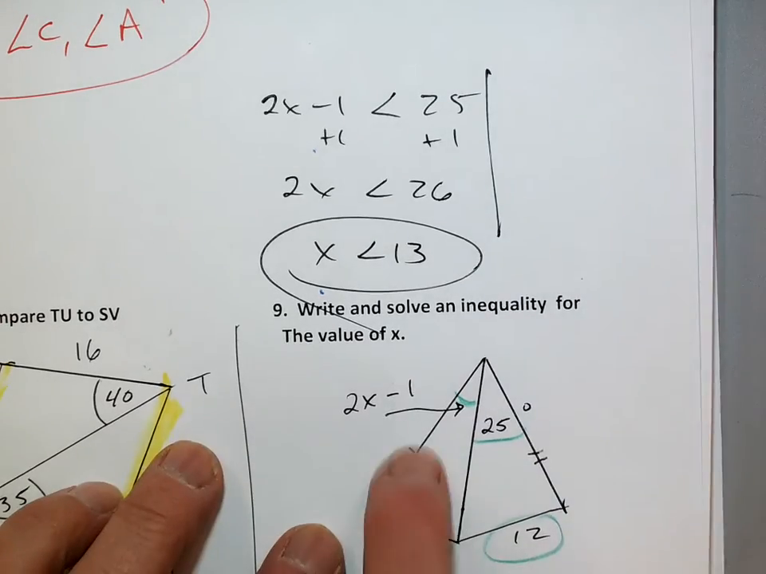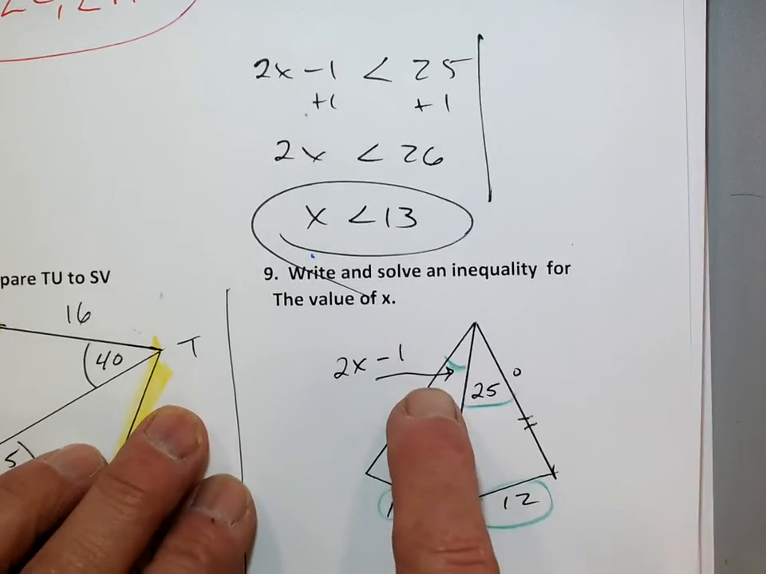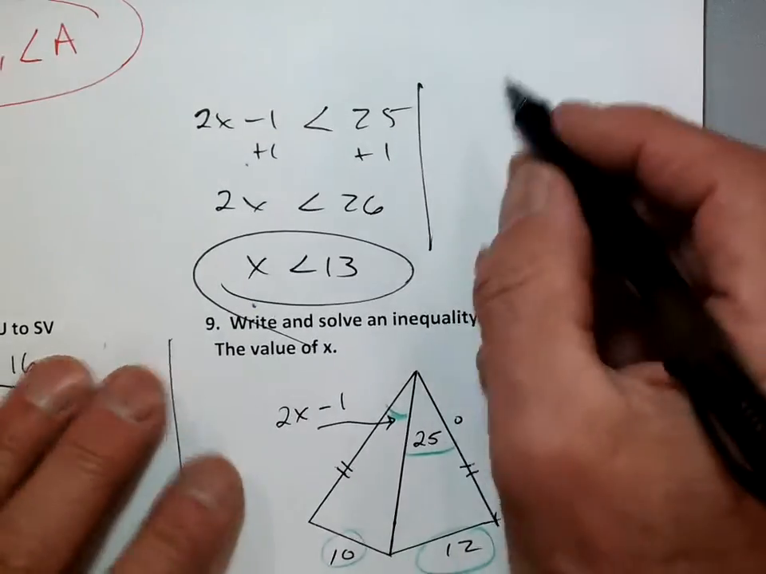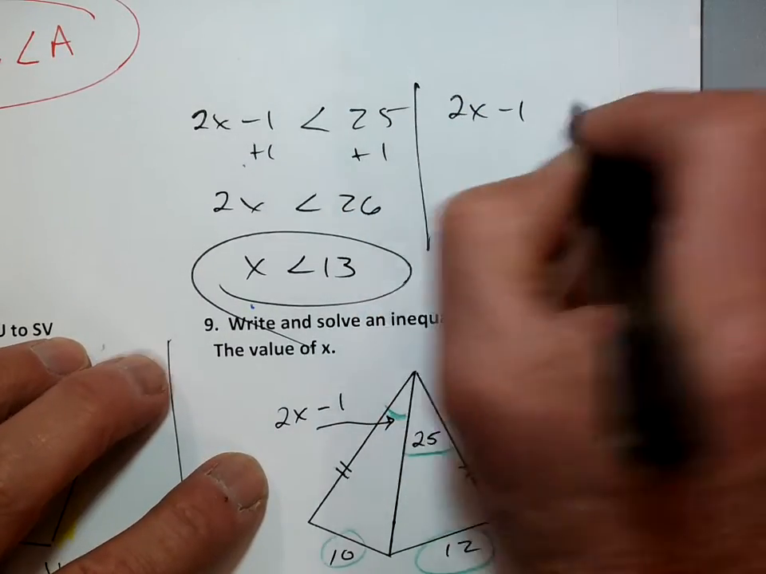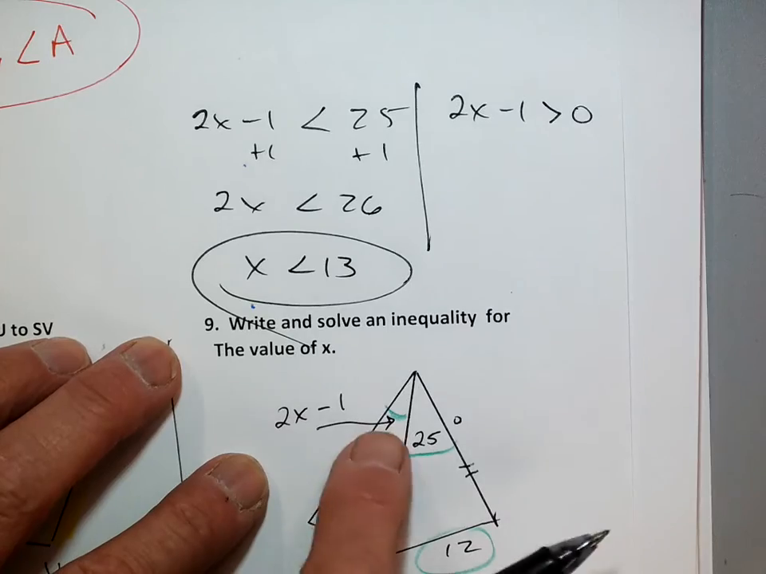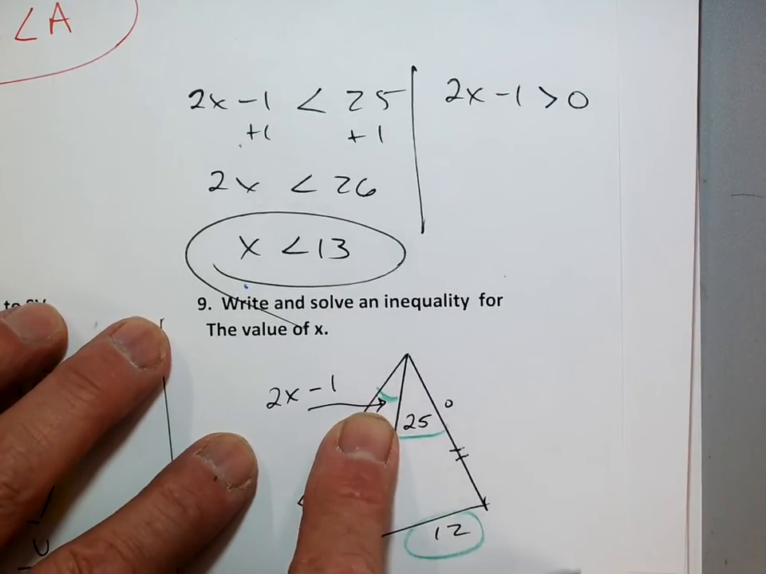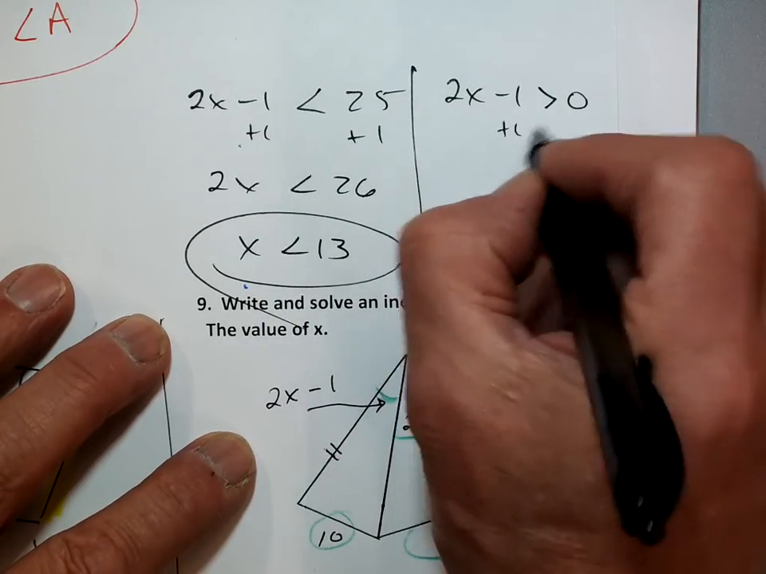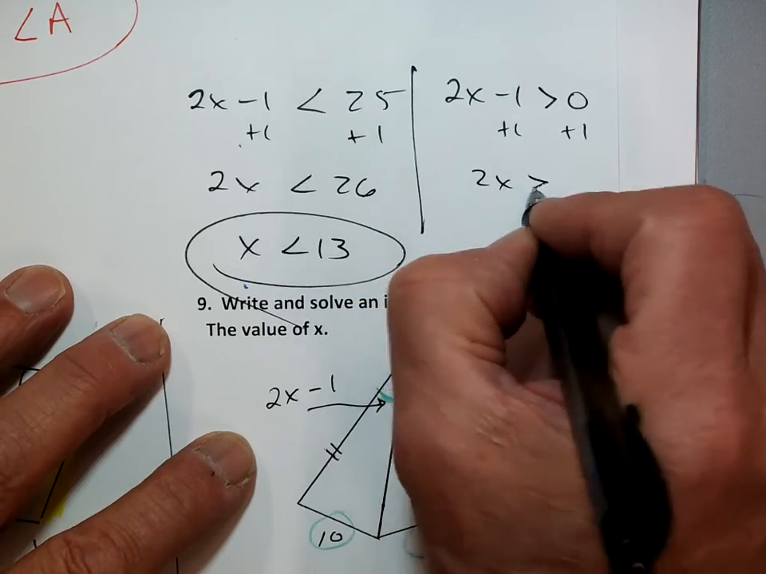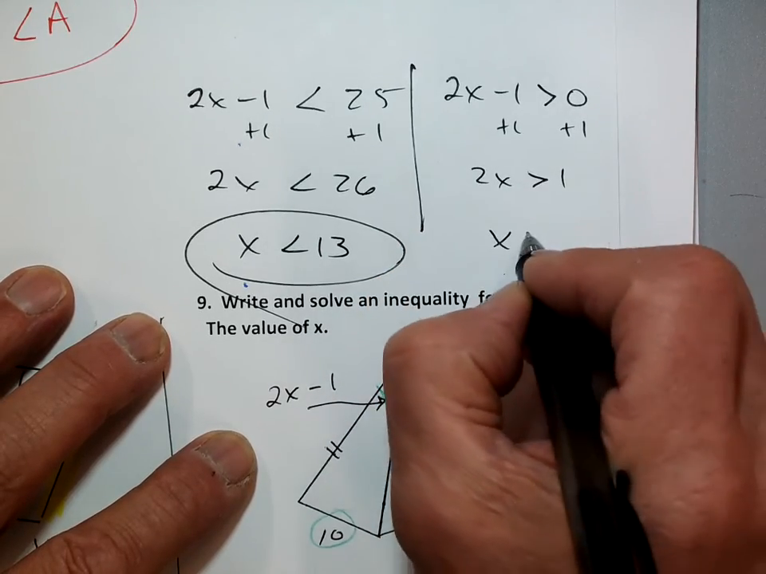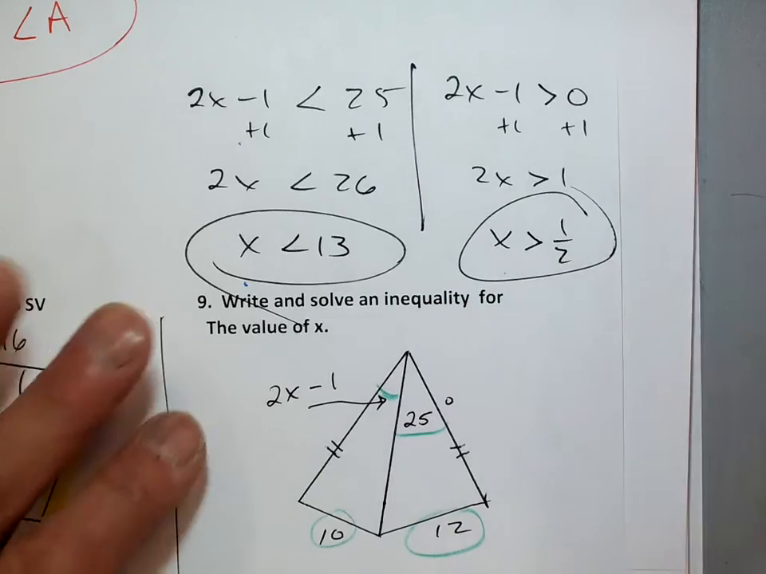At the same time, we don't want this angle to be 0. So if this angle is 0, we're in trouble because there's no angle. So we're also going to say 2x minus 1 has to be greater than 0, because if this angle is 0, then there's no angle. So let's solve for x. Plus 1, we've got 2x is greater than 1. Divide by 2, x is greater than 1/2. Okay, so there's the review.